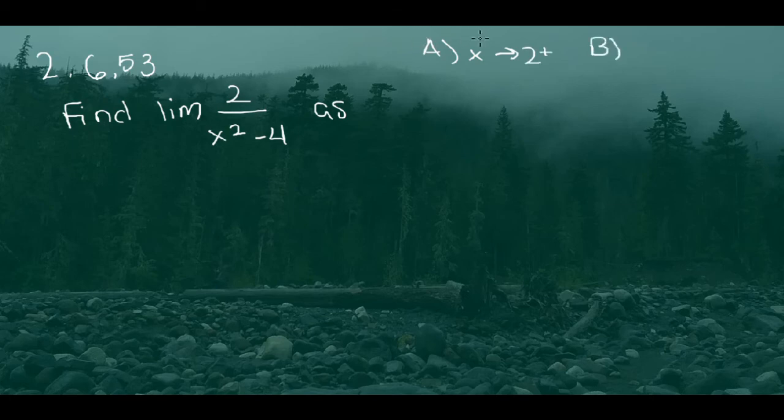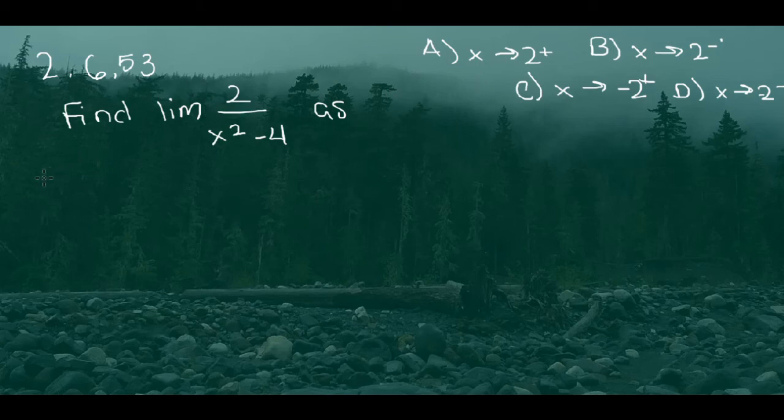Part B says as x goes to 2 from the left. Part C says as x goes to negative 2 from the right. And part D says as x goes to negative 2 from the left. Okay, so we're just really evaluating these 4 different limits here. Let's figure out how we're actually going to do that.